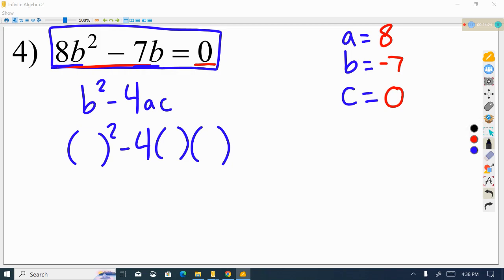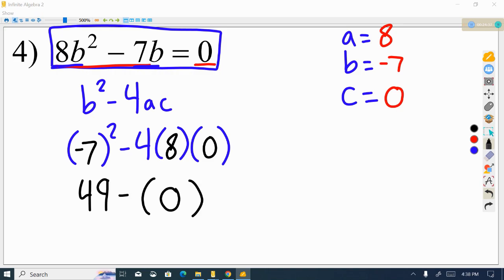and then here we go. We're going to have b is equal to -7, a is equal to 8, and c is equal to 0. -7 squared gives us 49, and in this case, anything times 0 is 0. So 49 minus 0 is definitely equal to 49. And in this case, look, the discriminant, we get a value that is positive. And so this tells me that we're going to have two real solutions.